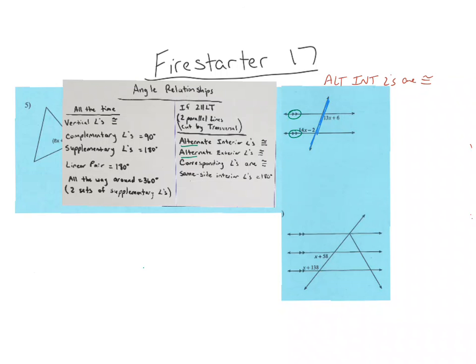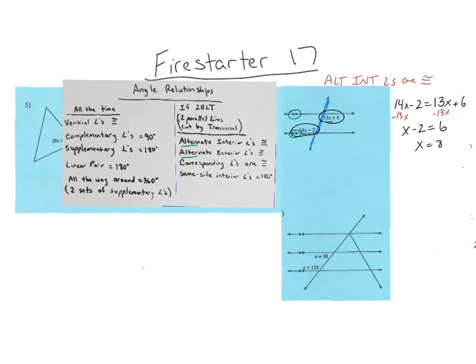Now I'm going to use this idea, alternate interior angles are congruent. I'm going to say this piece equals this piece. So I'm going to say 14x minus 2 equals 13x plus 6. And now I'm just going to solve. I'm going to minus 13x from both sides. I end up with x minus 2 equals 6. And now I'm going to add 2 to both sides. So I get x equals 8.